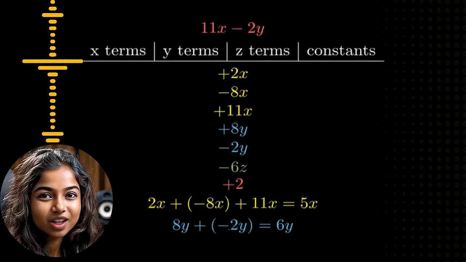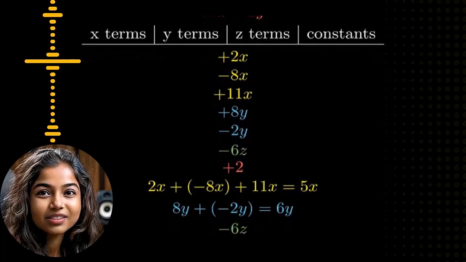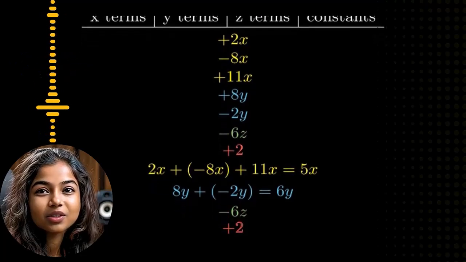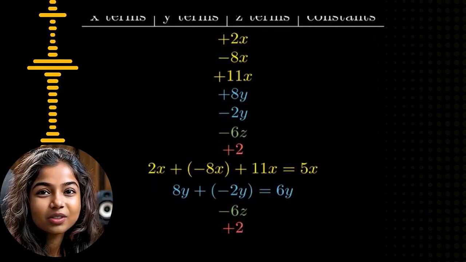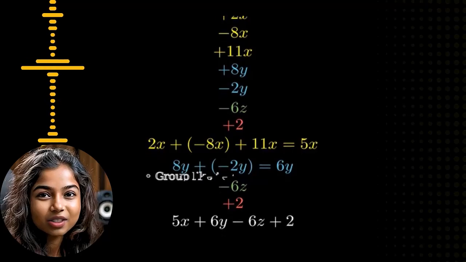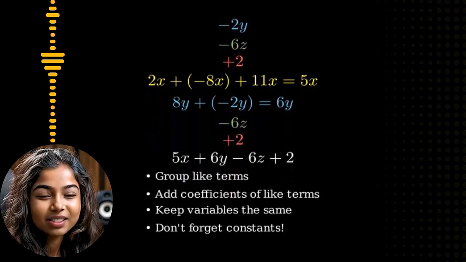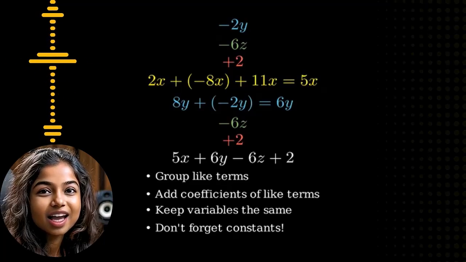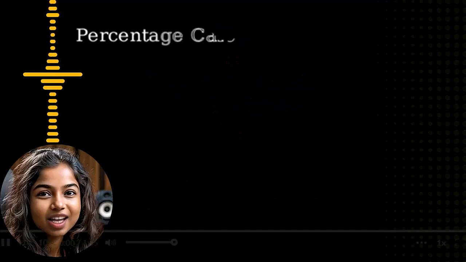The z term remains negative 6c, since there are no other z terms to combine it with, and the constant term remains positive 2. Now we can write our final answer by combining all these terms: 5x plus 6y minus 6c plus 2. And that's our simplified expression. Remember, when combining like terms, always look for terms with the same variables raised to the same powers, and don't forget about constant terms.